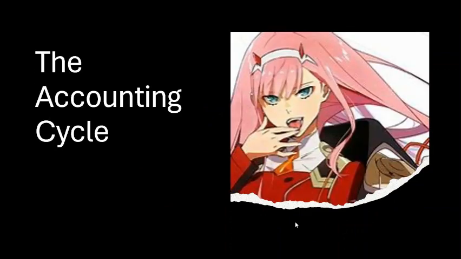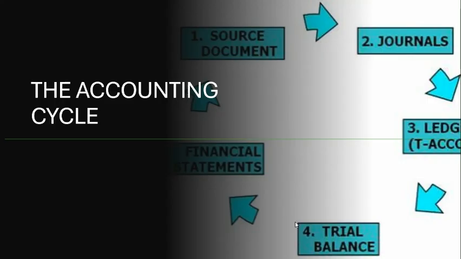Then we have the accounting cycle, which is the last term that you need to know. The accounting cycle usually includes the source document, then you post it to journals, then ledgers, then you do your trial balance, and then you have your financial statements. And this process is repeated over and over again.